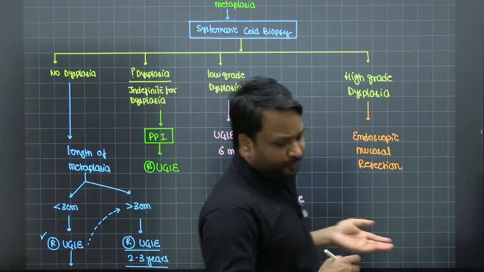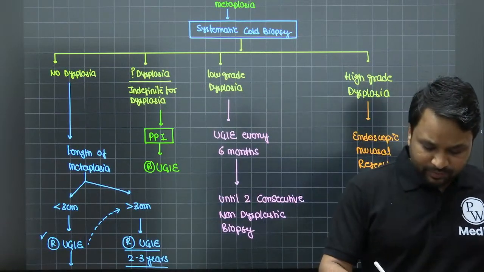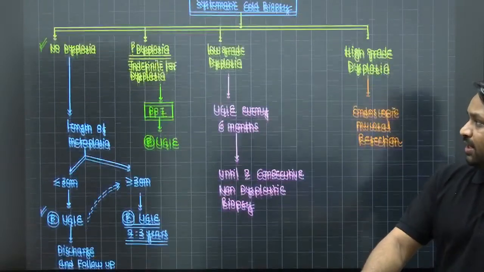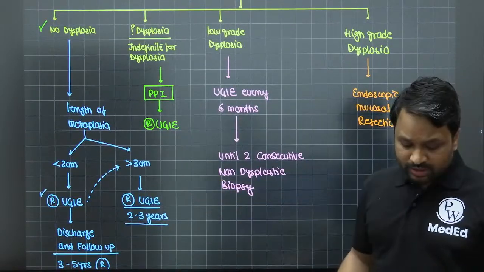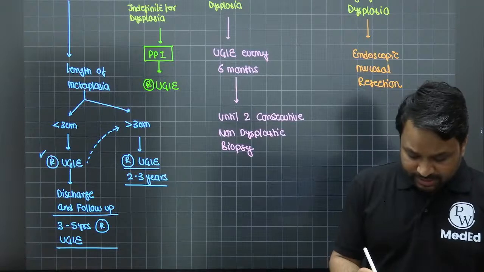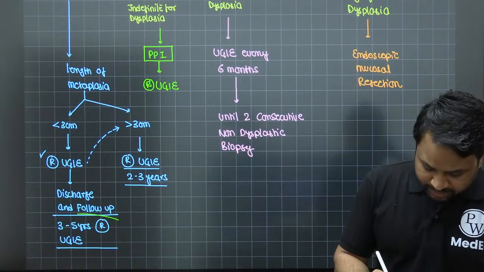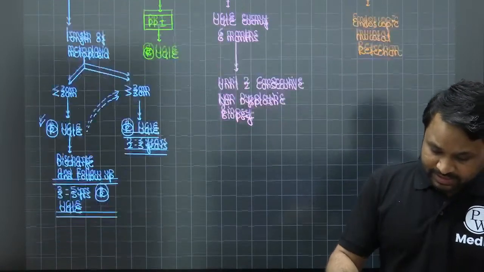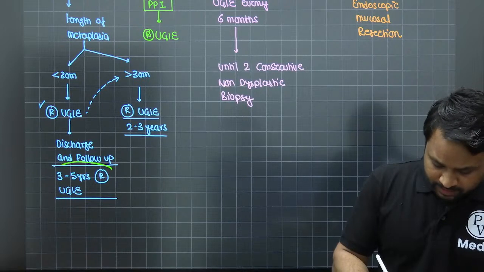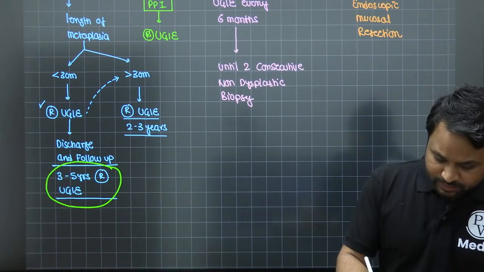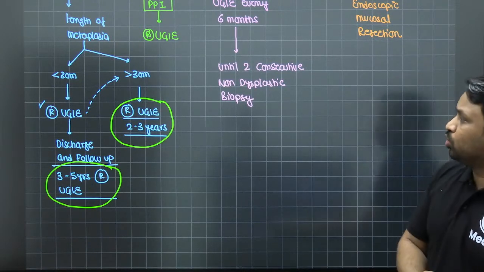Many a times the confusion is, if there is no dysplasia, when will you ask the patient to come back? You look at the length of the segment, less than 3 or more than 3. If it is less than 3, the follow-up is going to be after 3 to 5 years, right? And if it is more than 3, the follow-up is going to be 2 to 3 years, right?